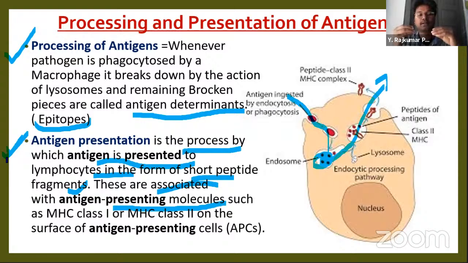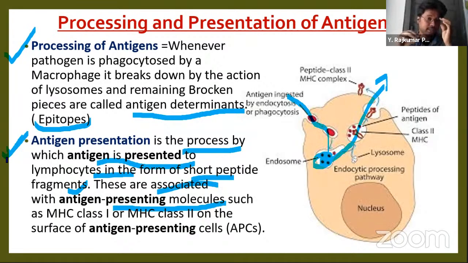These broken pieces of the bacterium or anything are presented to the lymphocyte. Here presentation means, to whom is it presenting? The cells, these macrophages, are presenting these antigen determinants to the lymphocytes. Why do they have to present to the lymphocytes? Because lymphocytes have to identify the structure of the pathogen, and create an antibody against it.